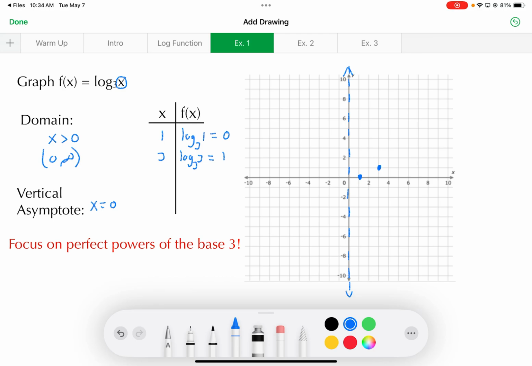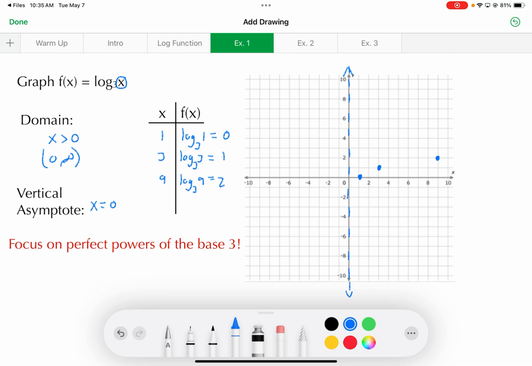After 3, I would choose 9 next. What's log base 3 of 9? 3? Not quite. 2, because 3 squared is 9. We're working with powers. So we plot (9, 2). What would be the next best value if I continue to increase? 27. Of course, I'm not going to plug that in because that's going to go off the grid we've been provided.